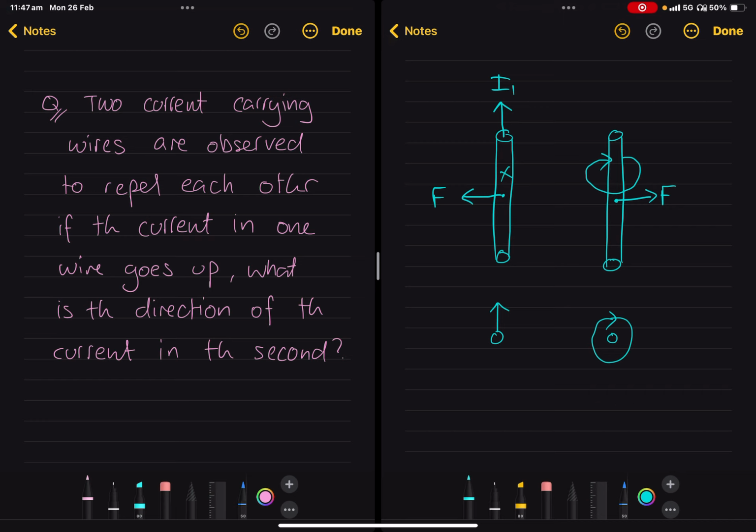Now, using your right hand rule, if you wrap your fingers around clockwise, your thumb points down. This means that the current in the second wire must be going down. So I2 must be going down. And this was the answer to this question.